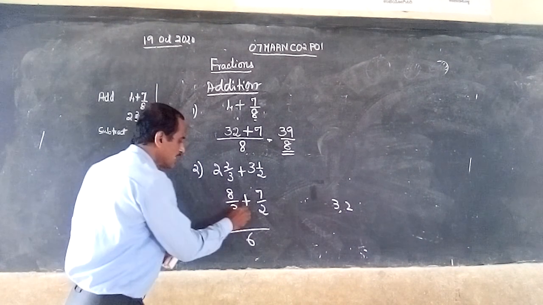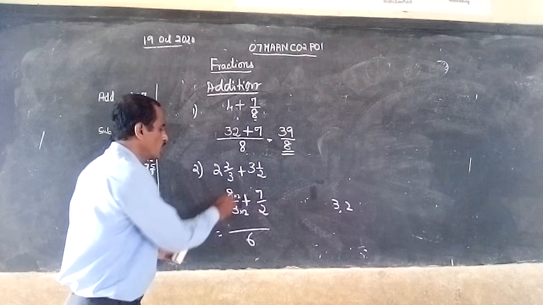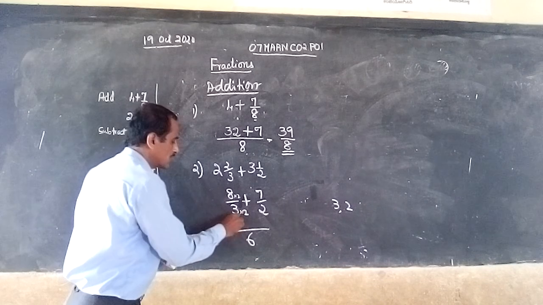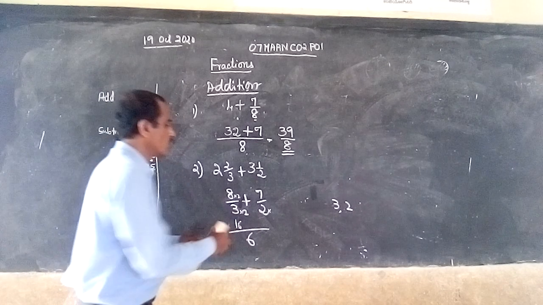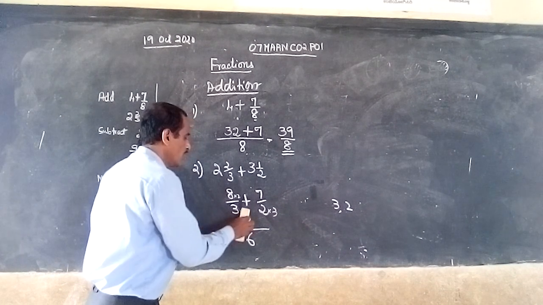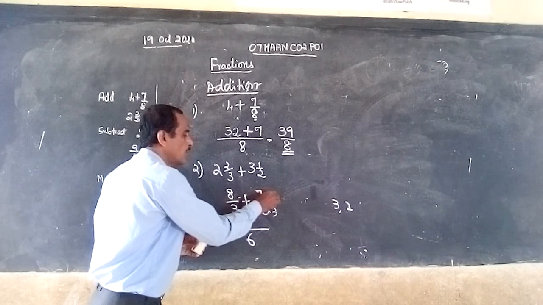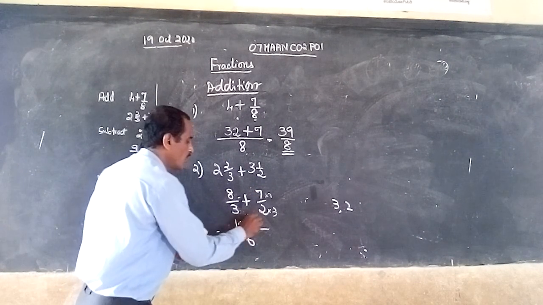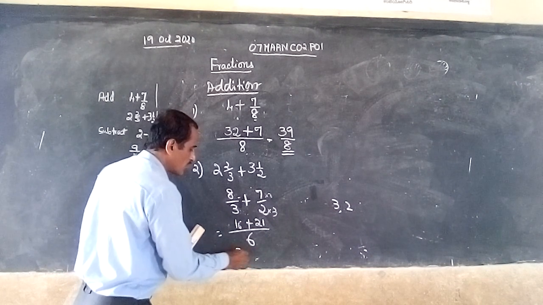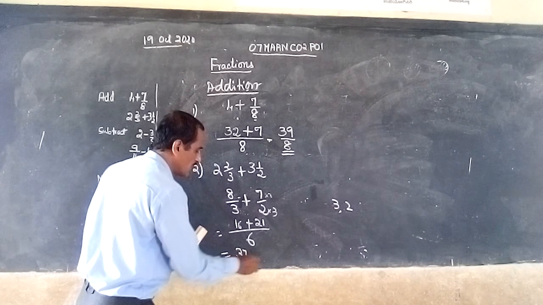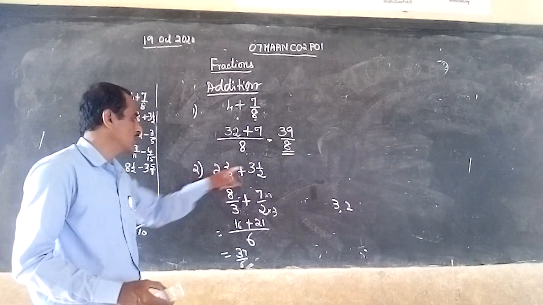So you can write like this. To get the 6, what you have to do? You have to multiply by 2, so multiply by 2 here also. 8 2s are 16. Then to get this 6, here you have to multiply by 3. If you multiply by 3 to the denominator, it becomes 6. Here also you have to multiply by 3. So 7 3s are 21. So 16 plus 21 is equal to 37 by 6, the sum of these two fractions.